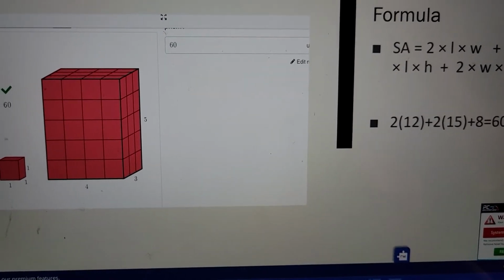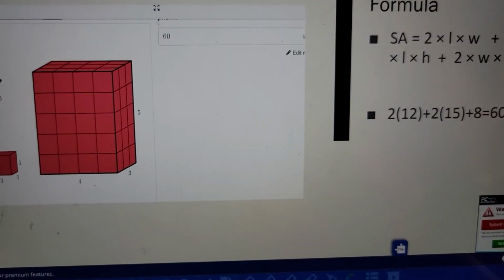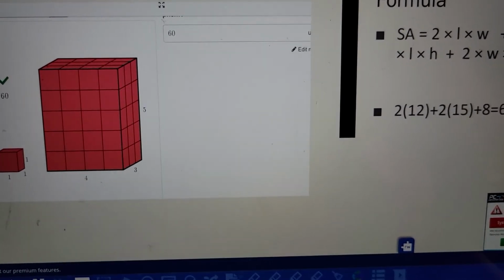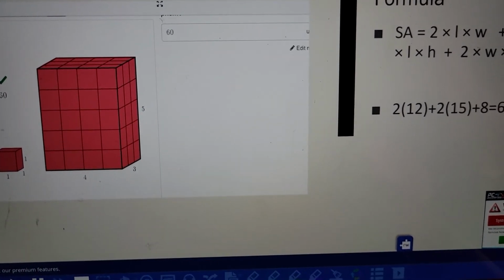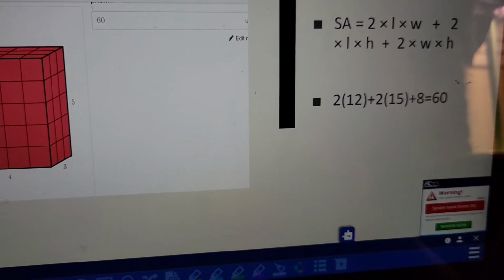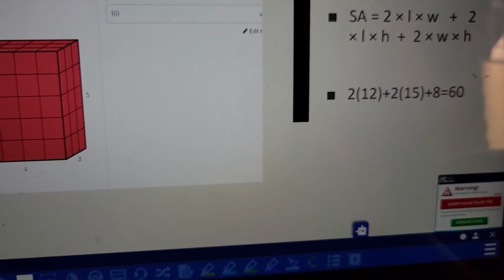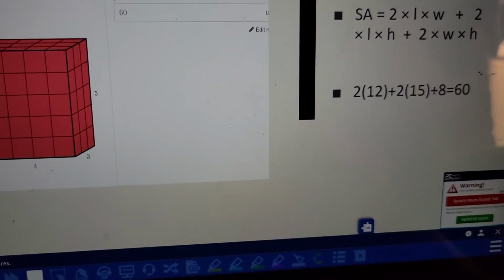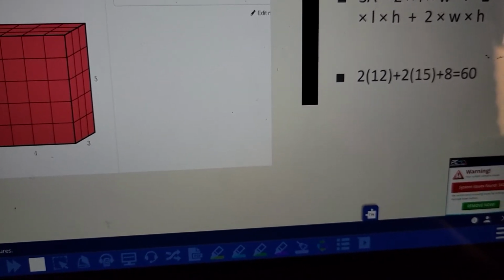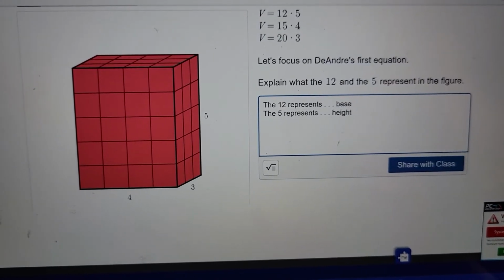and then 2 times 15, which is 3 times 5, plus 8. So 2 times 12, which is 24, plus 2 times 15, which is 30. And then you have your 8 over here. So when you add all that together, you get 60. So your total over here is 60.